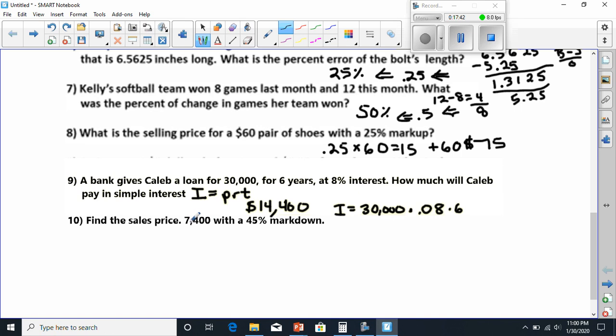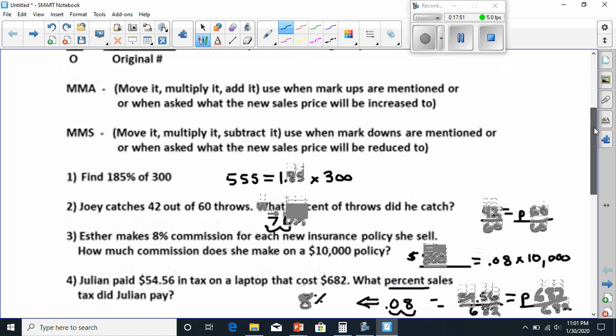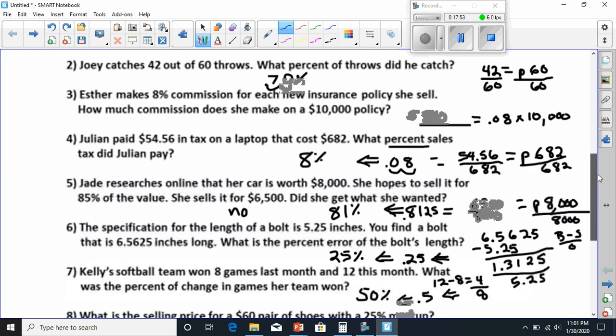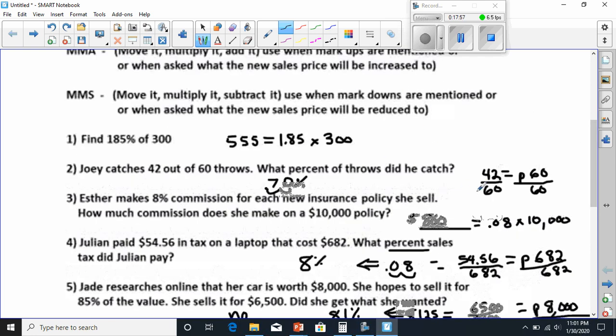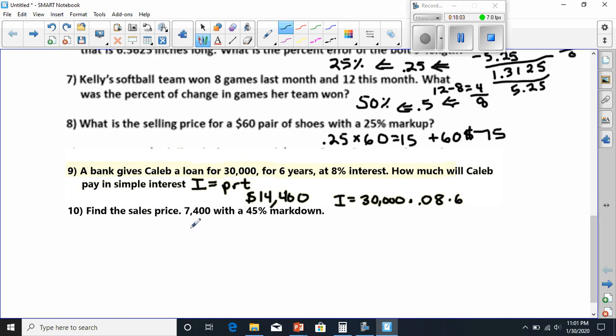Find the sales price for $7,400 with a 45% markdown. This time we know we're going to use our markdown formula. And that's going to be MMS, move it, multiply it, and subtract it. We use this when markdowns are mentioned or when asked what the new sales price will be reduced to. So since this is markdown, we're going to take the 7,400. We're going to multiply it to what we move. We're moving that decimal over 2 places. So that's 0.45. And we're multiplying it to 7,400. And that's going to tell us how much the price is marked down.